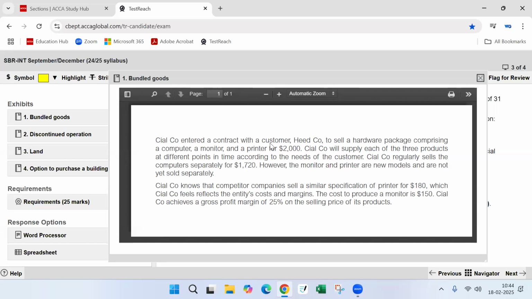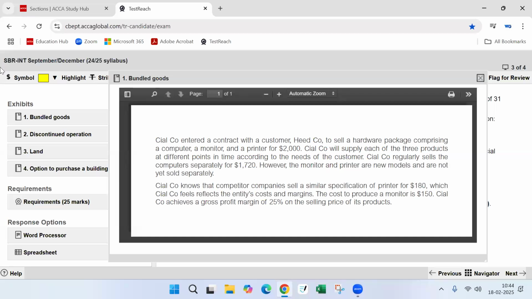CL knows that competitor companies sell a similar specification of printer for $180, which CL feels reflects the entity's costs and margins. The cost to produce a monitor is $150. CL achieves a gross profit margin of 25% on the selling price of its products.